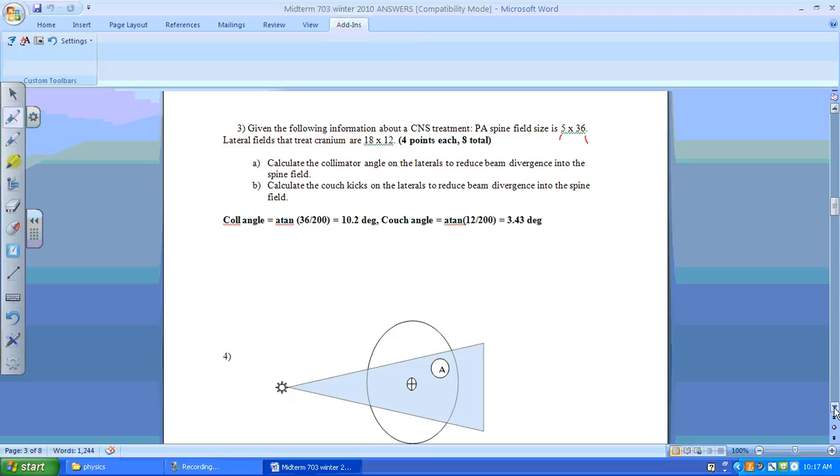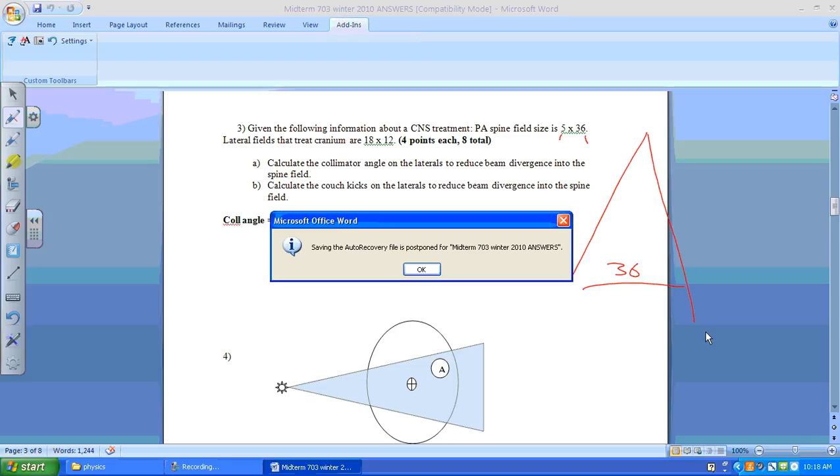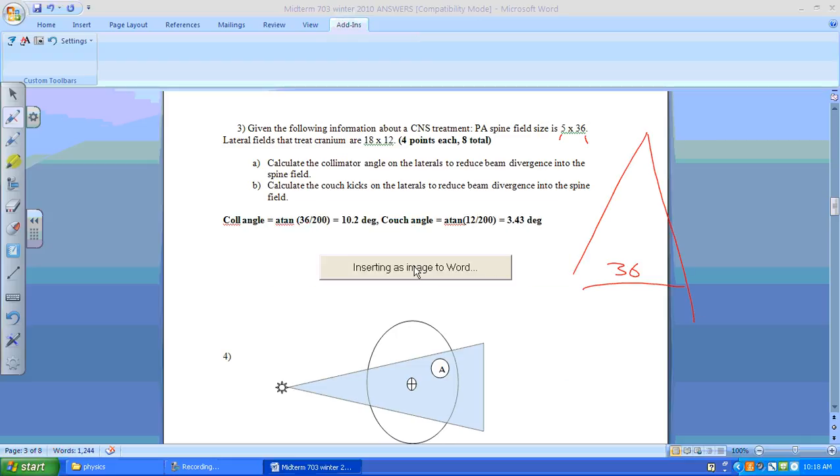Okay. So collimator angle is arctan of the field size divided by 200. So for the collimator angle, the field size that we want to use is what? It's not the lateral fields, right? It's the PA spine field. Is it 5 or 36? It's the 36. It's the long one. Here's the PA spine. Here's 36, and then the angle that we're looking for.